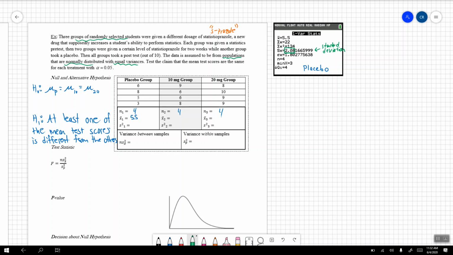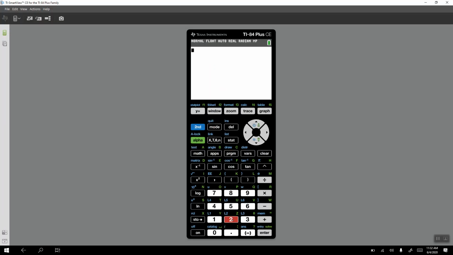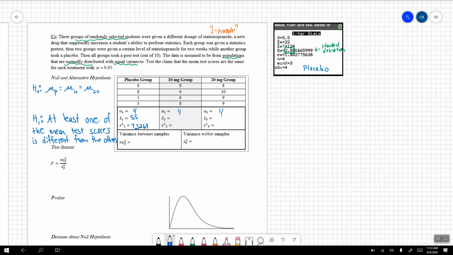So I'm going to use my TI for that. Here we are, so 2.08 squared. There we go. And this is that variance that I'm looking for. Alright, nice. So I'm going to go ahead and write this over there. So let's go ahead, follow me along. Alright, so I was able to get my variance here.